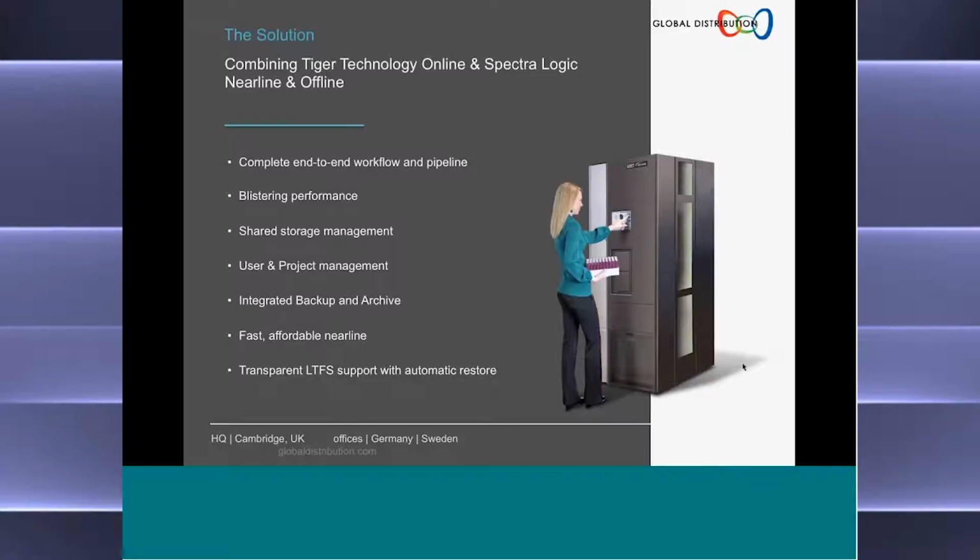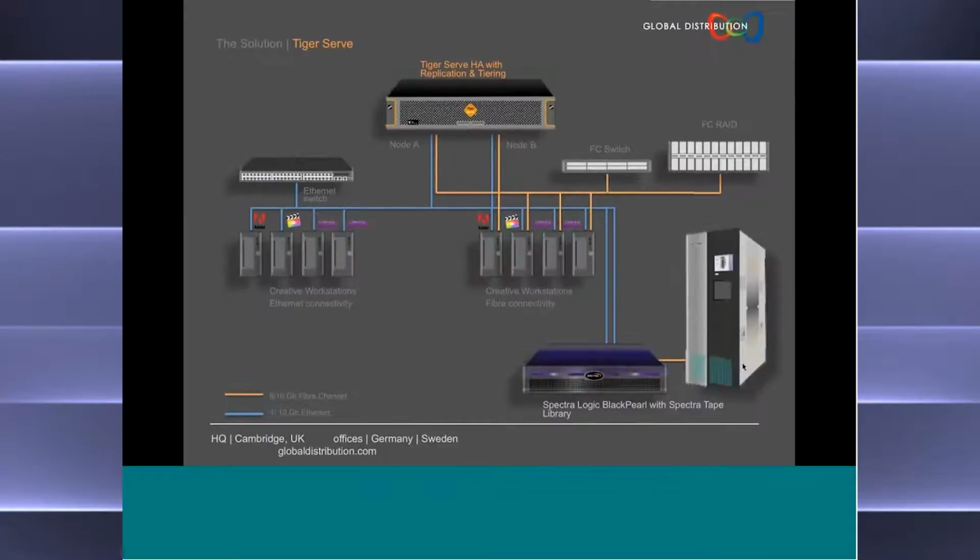So what I'm going to do now is just show you a couple of diagrams that will show the concept of what we're talking about. So what we have here is an example where we've got a Tiger serve with dual nodes, and this is their high availability appliance. As you can see, we've got node A and B labeled, so this is fault tolerant. If you lose a node, it doesn't matter, the system continues to keep running.